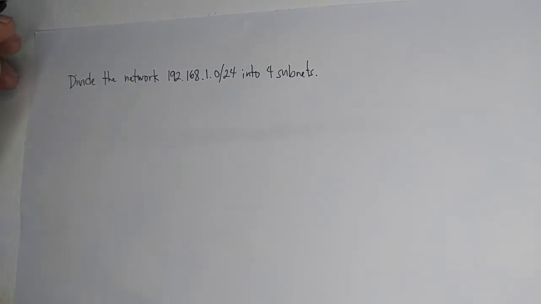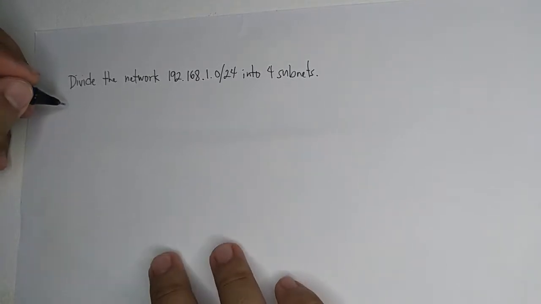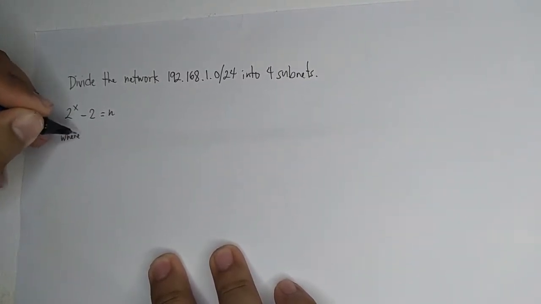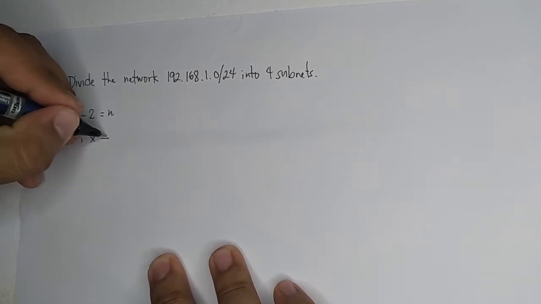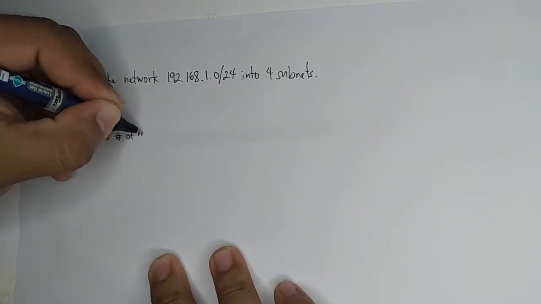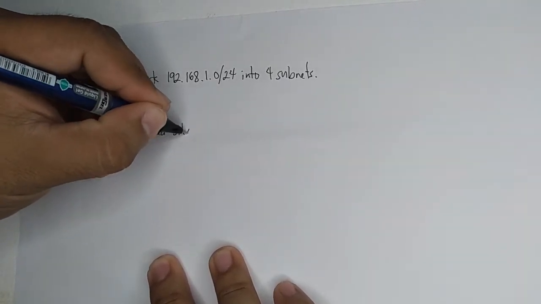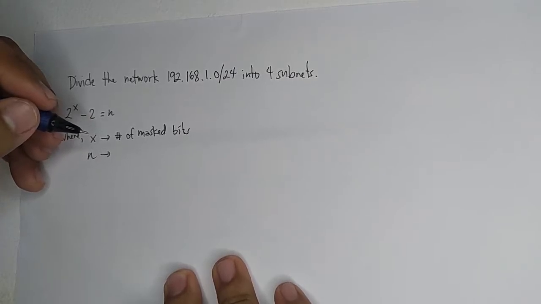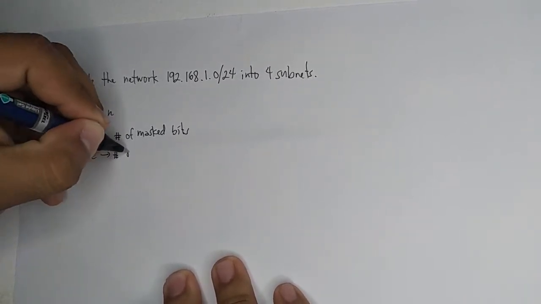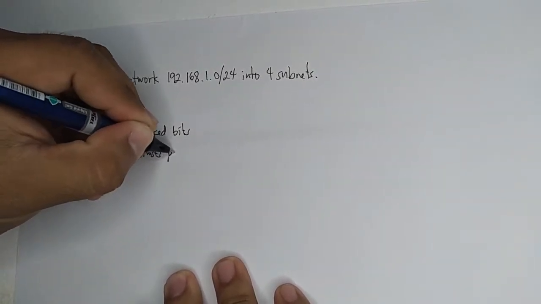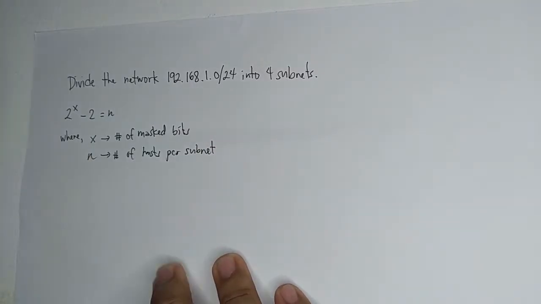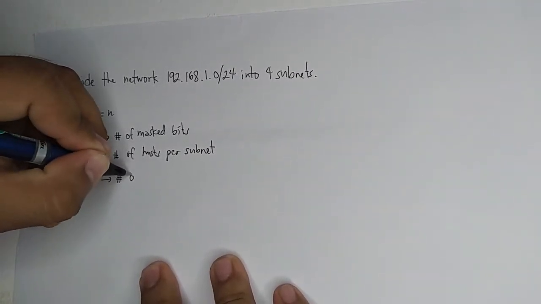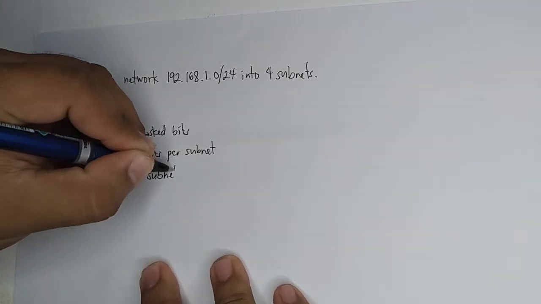Let us recall the formula discussed in our sim: 2 raised to x minus 2 equal to n, where x is the number of mask bits, and n is the number of hosts per subnet. And 2 raised to x is the number of subnets.